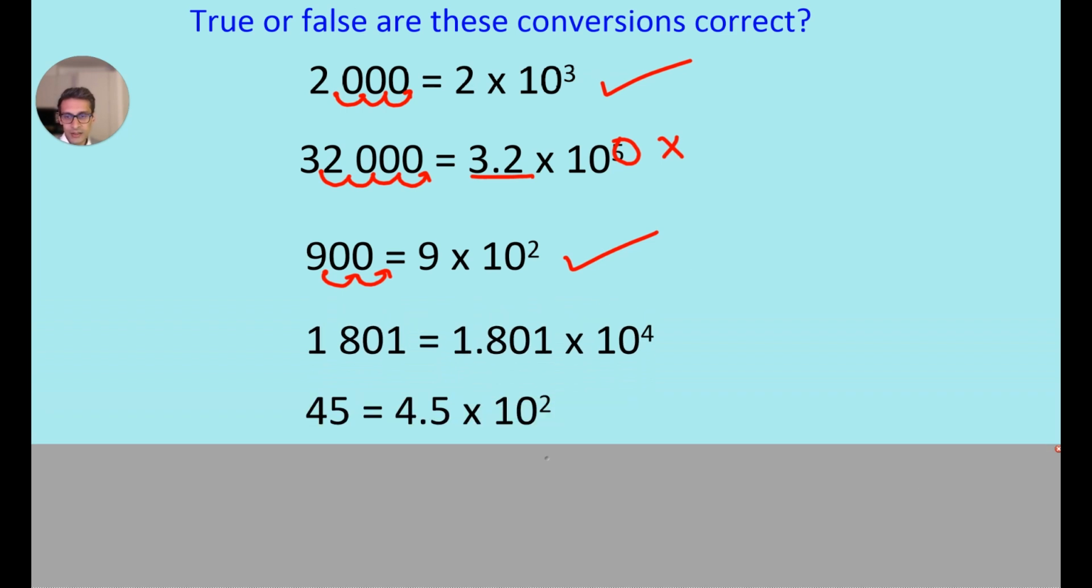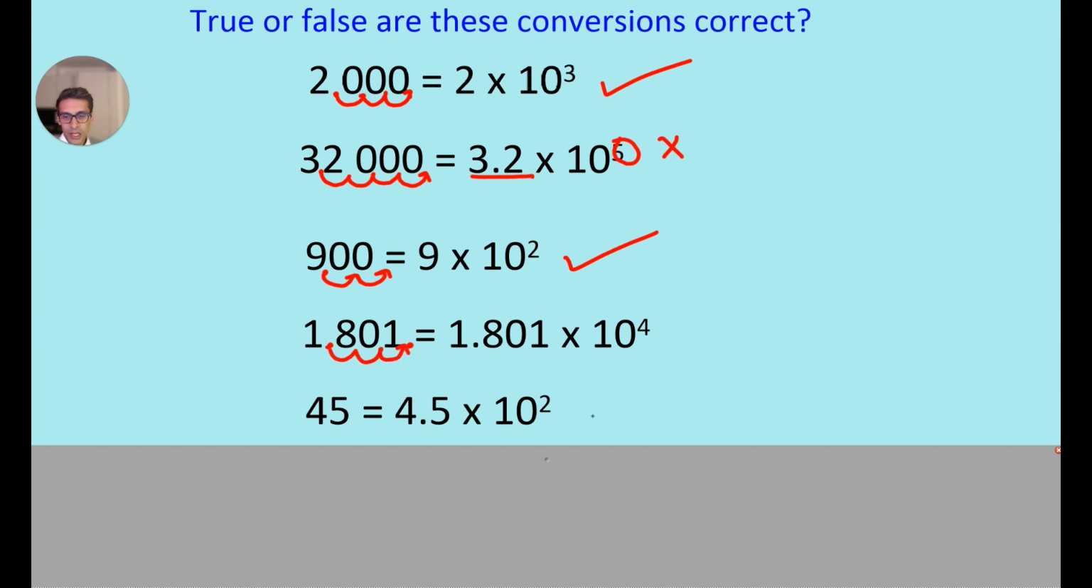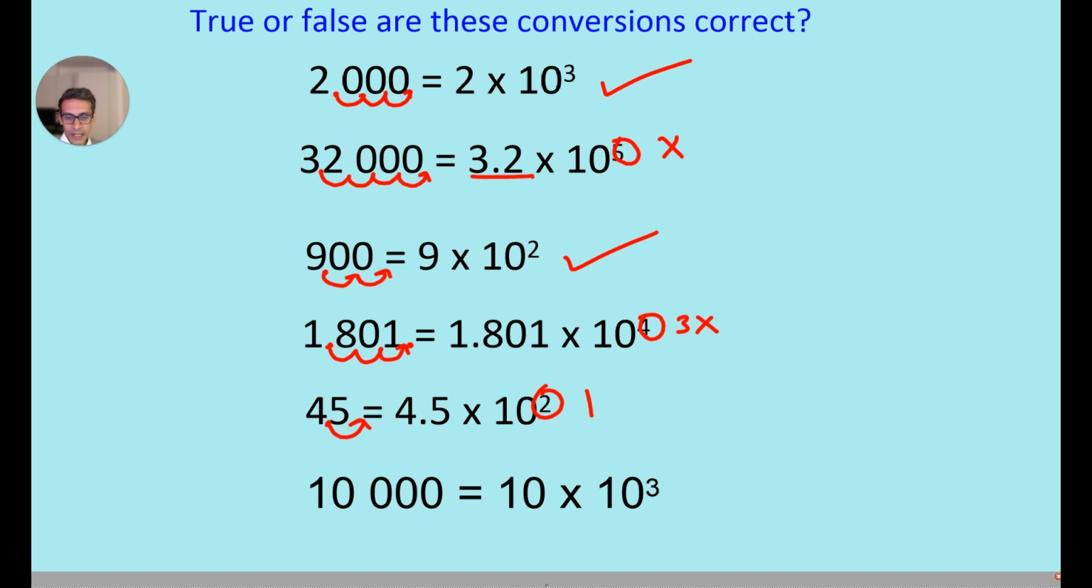Have a go with these. Okay, so I hope you've seen that actually the decimal starts here, but it should be here, and it should move 1, 2, 3. And that makes it wrong. That should be a 3. Okay, the next one here, 45 is 4.5 times 10 to the power 2. Well, you can see 4.5, you move it one place, so that should be a 1. Okay, last one, try this.